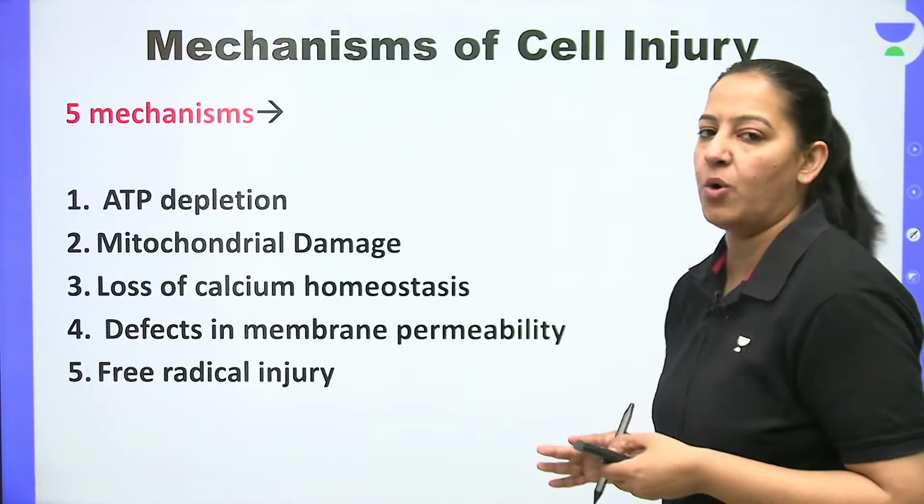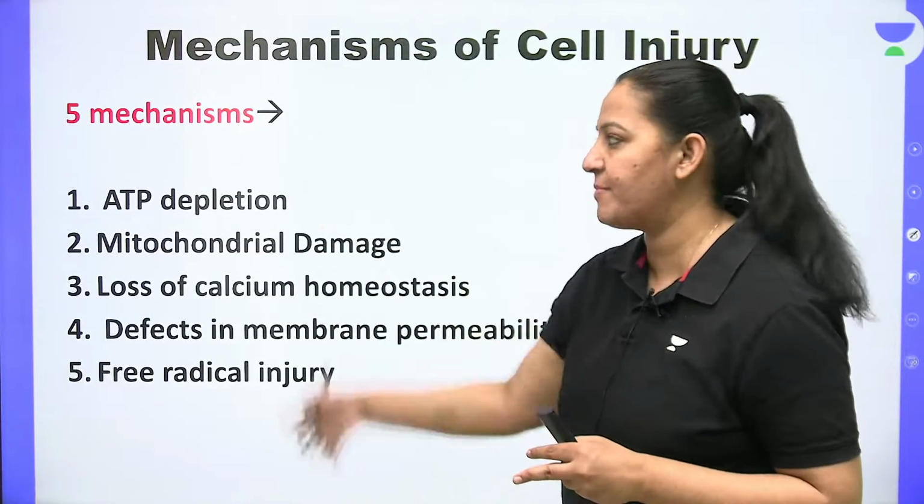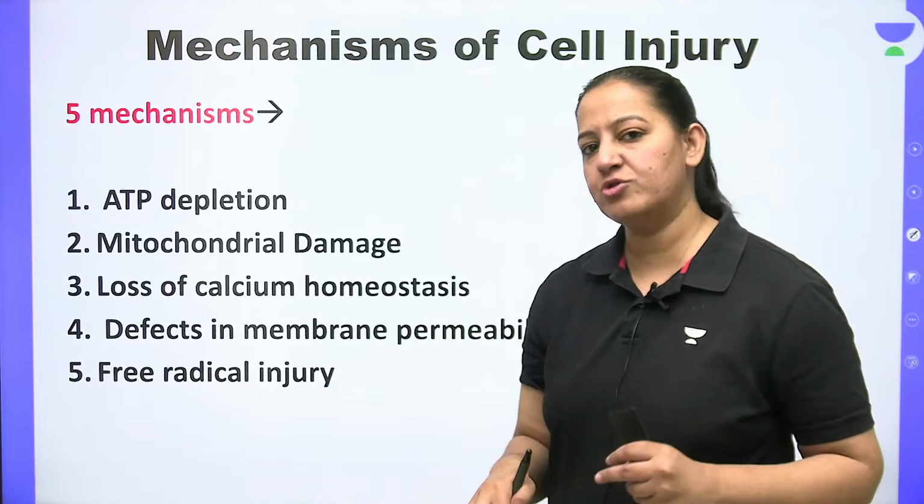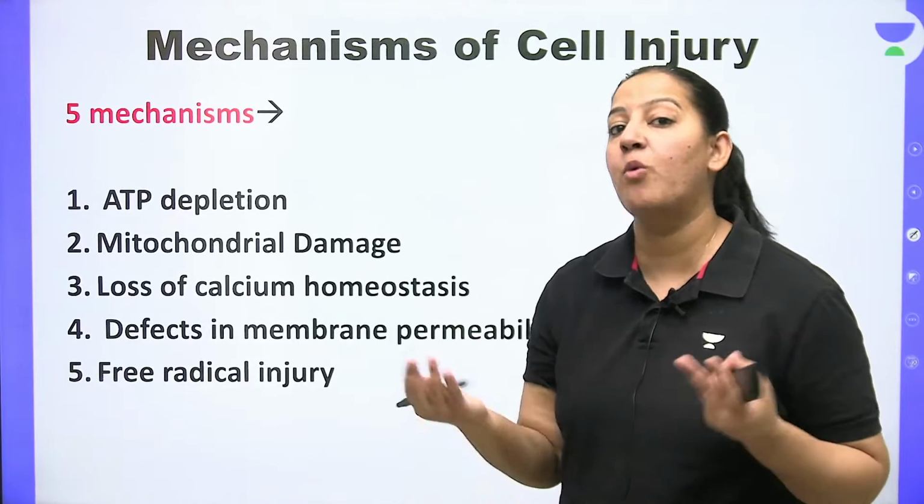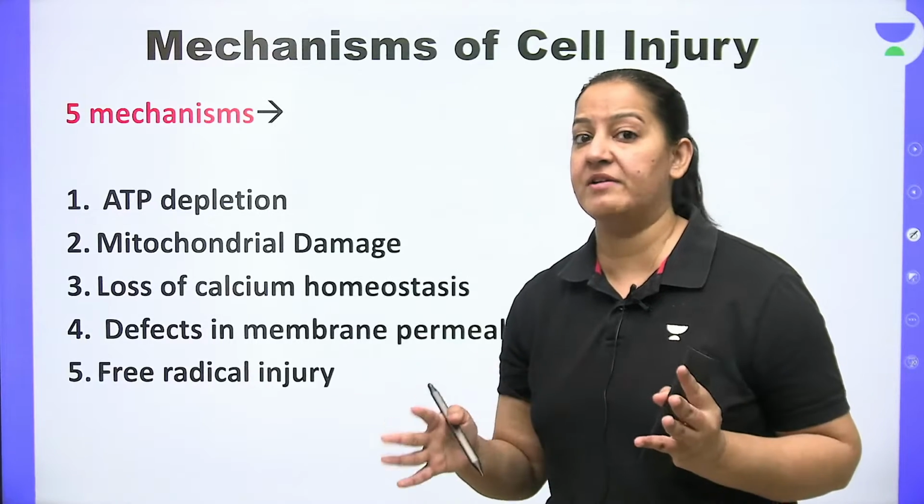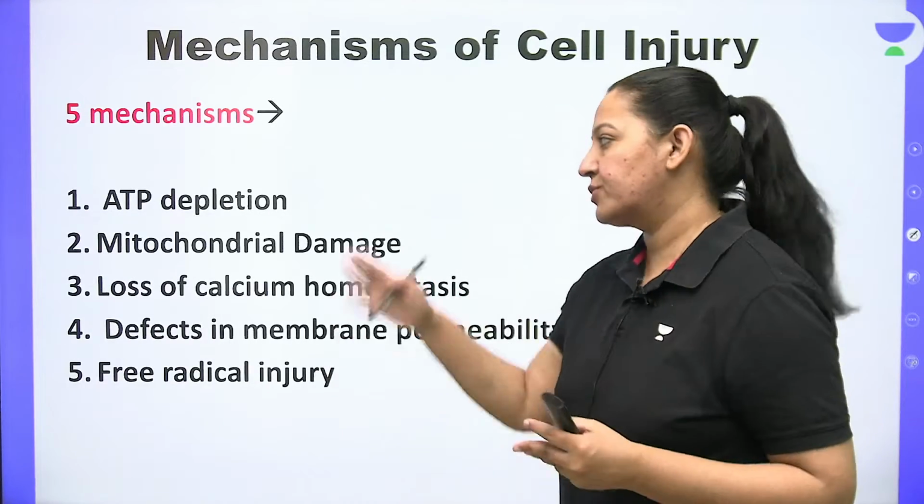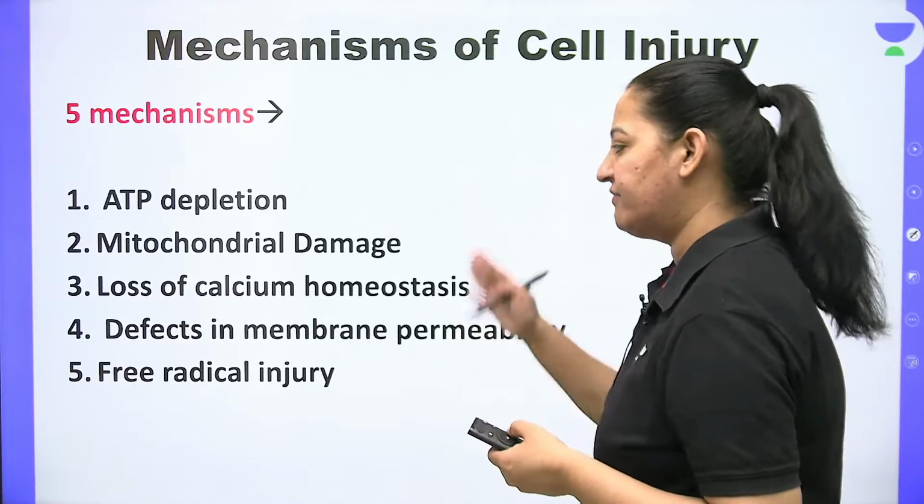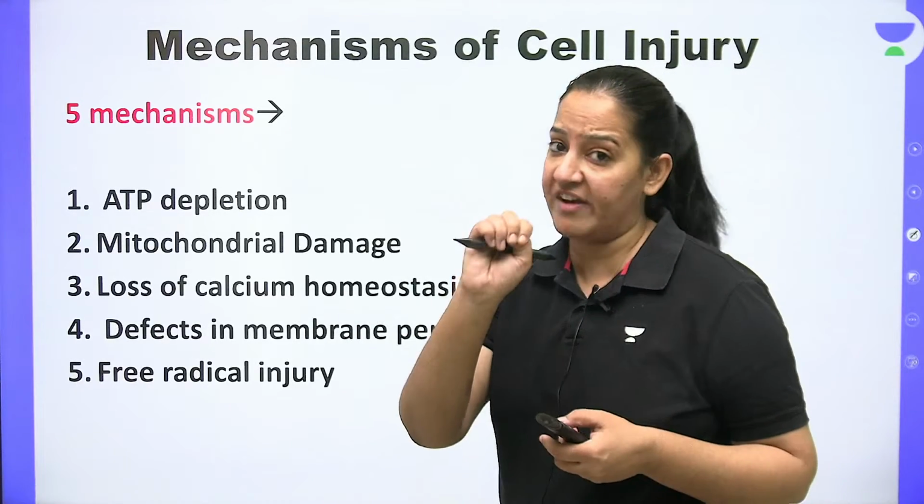So in this video, I will first be teaching you the 5 mechanisms of cell injury. Whether you talk about reversible or irreversible, what are the mechanisms of cell injury? You already know the differences between reversible and irreversible morphologically in a cell. So there are 5 mechanisms. I will be teaching you all 5 one by one in the form of 5 flowcharts.